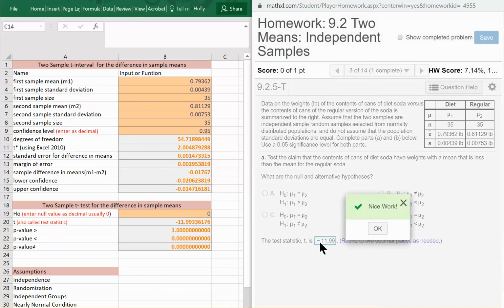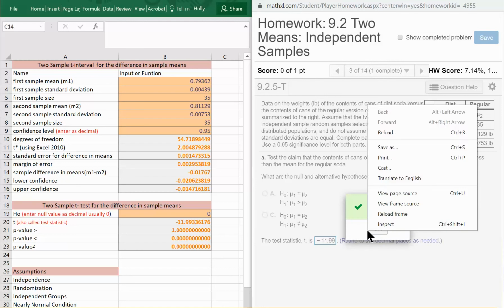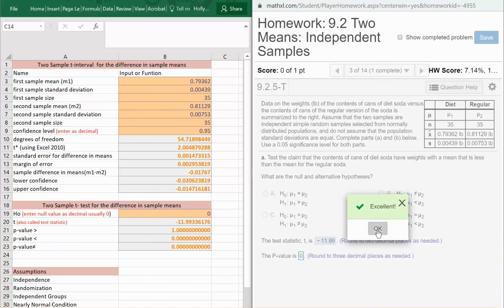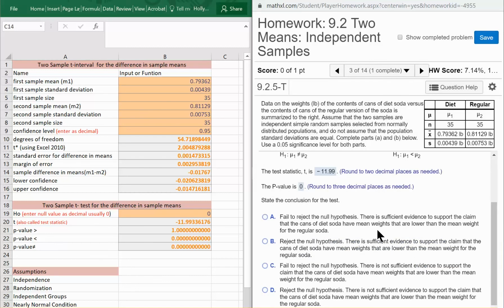T-score. P-value for a left-tailed test is going to be 0. Very low p-value. All right, and since we have this p-value of 0 and a significance level of 0.05, we are definitely going to reject the null. Okay, we just tested the claim.